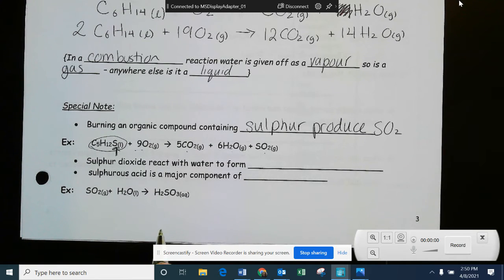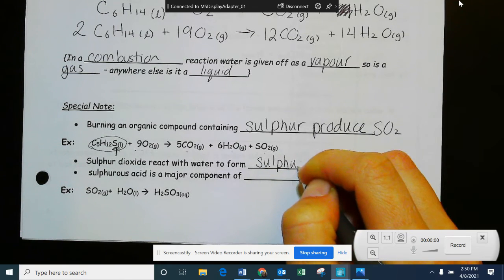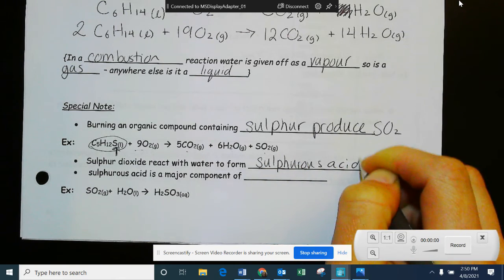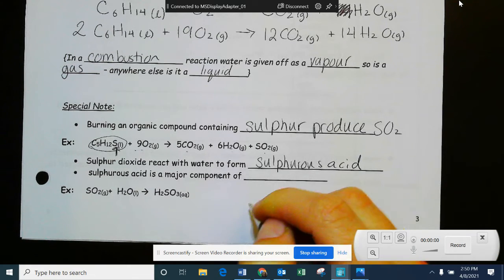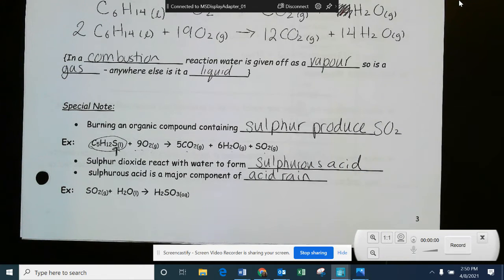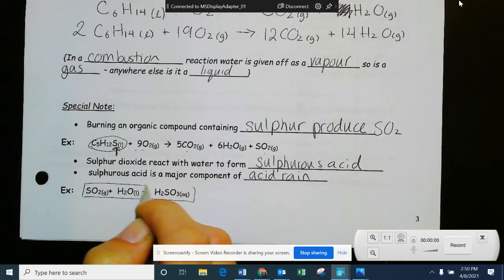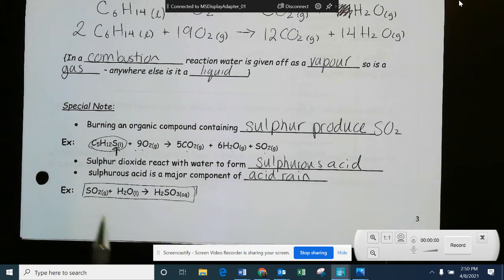Sulfur dioxide reacts with water to form sulfurous acid, which is actually a major component of acid rain. So this is that process here. So sulfur dioxide, which is a gas and can be found in the atmosphere sometimes, if it reacts with water, it creates sulfurous acid.